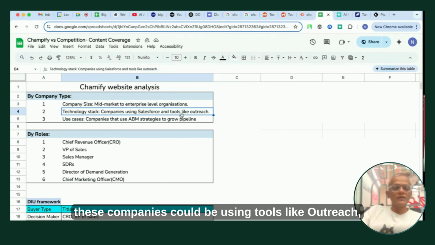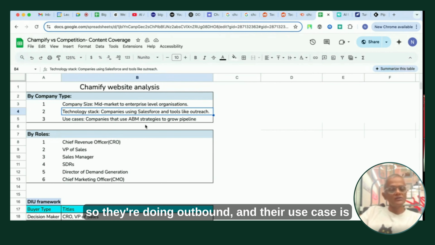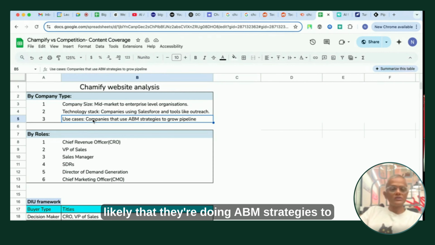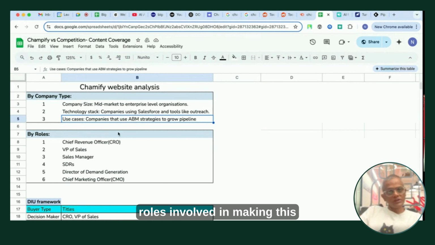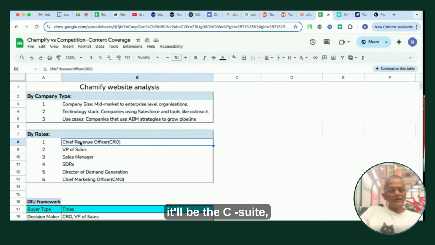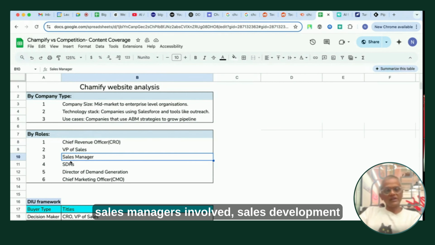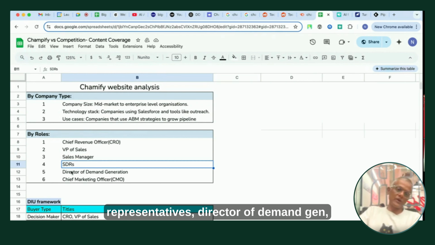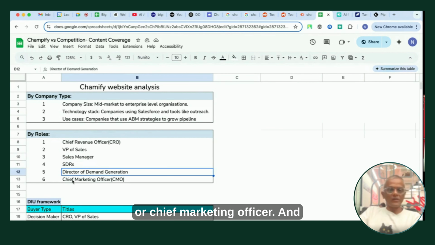And these companies could be using tools like Outreach, so they're doing outbound, and their use case is likely that they're doing ABM strategies to grow their pipeline. Now, who are the likely roles involved in choosing Champify? Ideally, it'll be the C-suite, that's Chief Revenue Officer or the VP of Sales. Could be the sales manager is involved, sales development representatives, director of demand gen, or chief marketing officer.